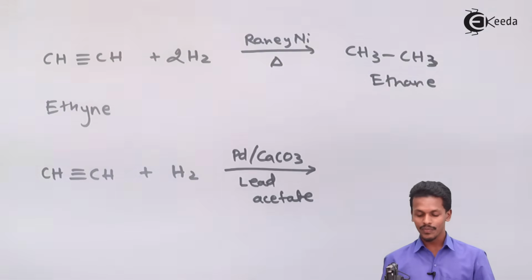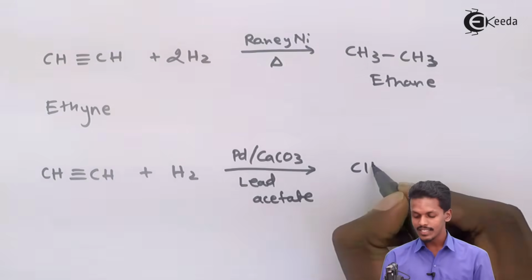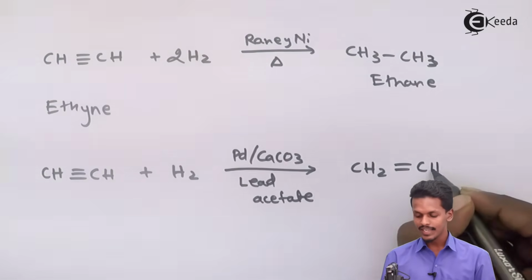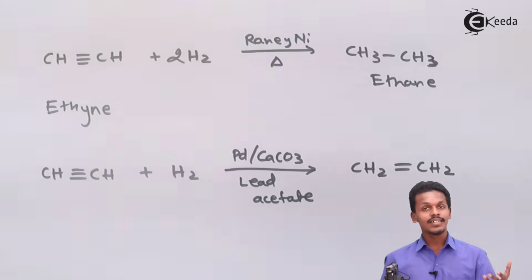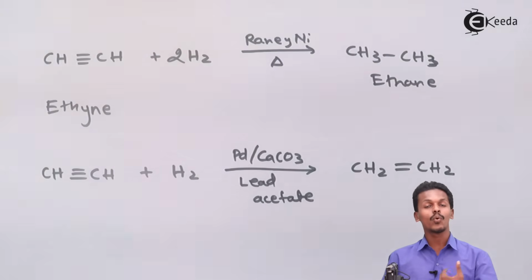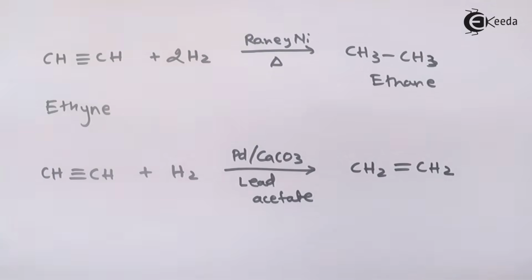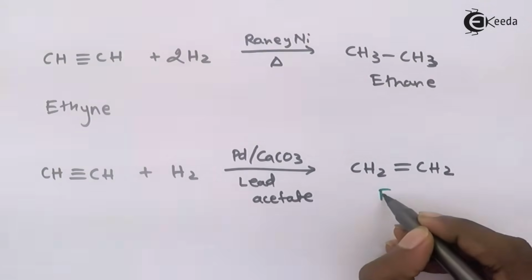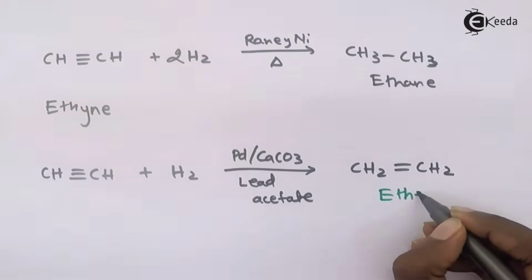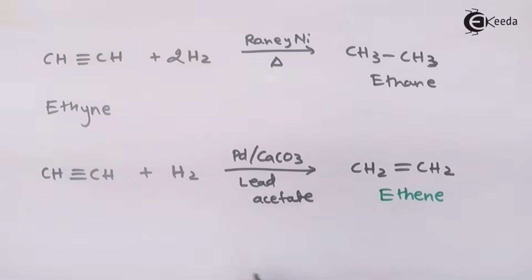Suppose this is what we have used. The only thing that we will obtain is CH2=CH2. This is the product that we would obtain, and we won't obtain the further part; that is, we cannot obtain alkane. We cannot form ethane if we have used Pd/CaCO3.